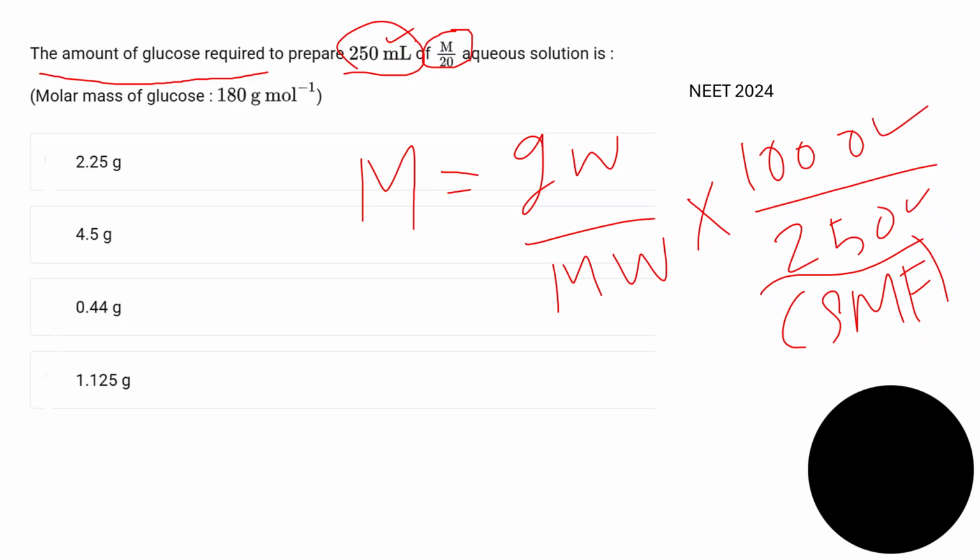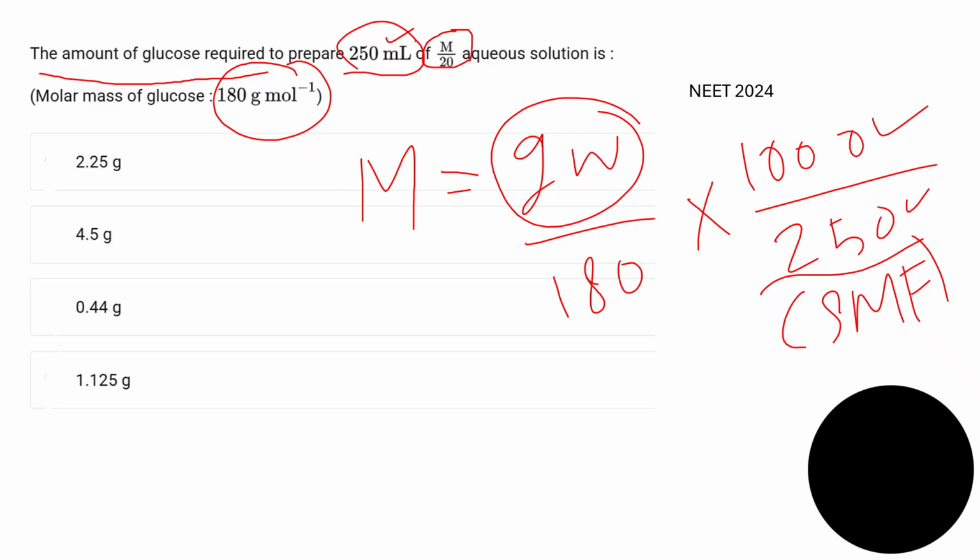We put 250. Then what is the given weight? We don't know the given weight, but we know the molecular weight. Molecular weight is 180, so I substitute the molecular weight as 180. Then, if we prepare it for 1 molar, just as an example, because they are asking M/20, I am taking 1 M first, then I convert this 1 M into M/20. This is a way to solve this question.